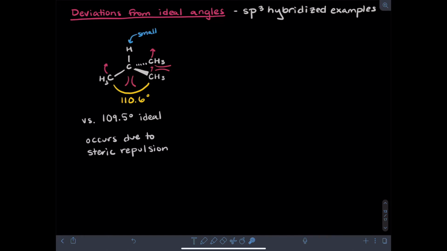We can rationalize this greater bond angle as being due to steric interactions. So compared to the methyl groups, the hydrogen on the top of the molecule is small, and I have steric repulsion between each of the methyl groups. This is going to push the methyl group slightly up toward the smaller hydrogen, and as I push these carbon methyls up, my bond angle increases slightly.